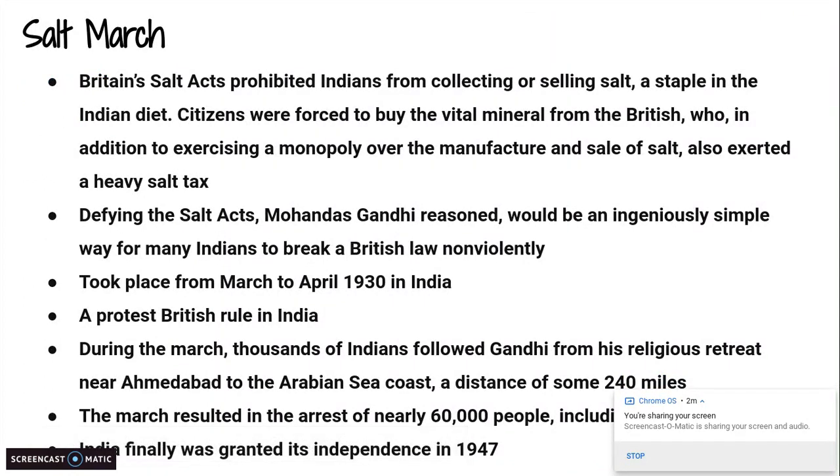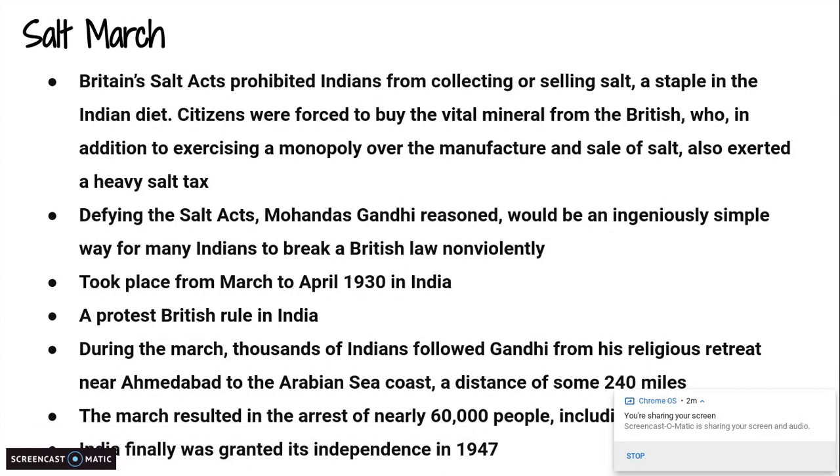Britain's Salt Acts prohibited Indians from collecting or selling salt, a staple in the Indian diet. Citizens were forced to buy the vital mineral from the British, who, in addition to exercising a monopoly over the manufacture and sale of salt, also exerted a heavy salt tax.